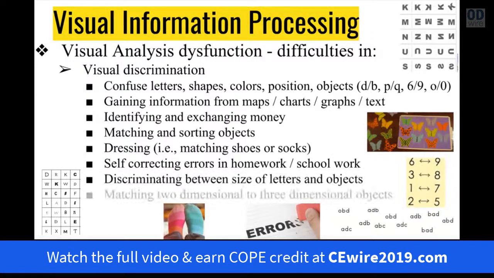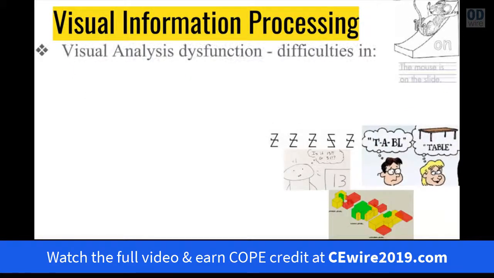So if you have difficulties in anything with visual analysis, the child or your patient is going to have a lot of difficulties in school. So with visual discrimination, for example, there's going to be confusion of letters, shapes, objects, difficulty with money identification, matching and sorting objects, dressing, just matching shoes and socks, discriminating between sizes of letters and objects.